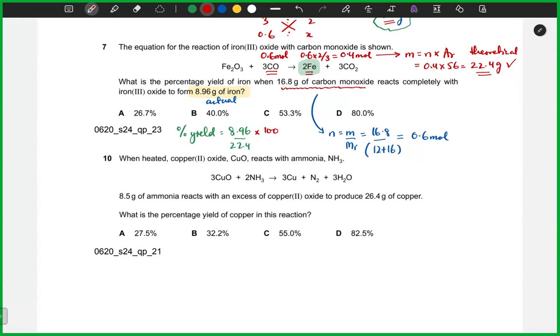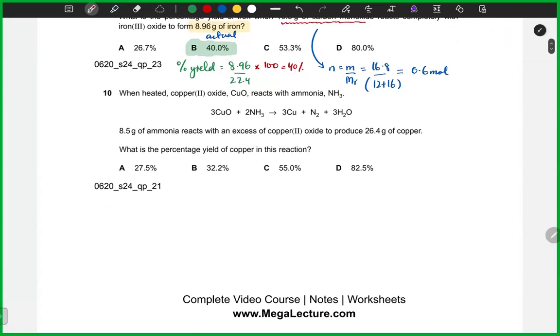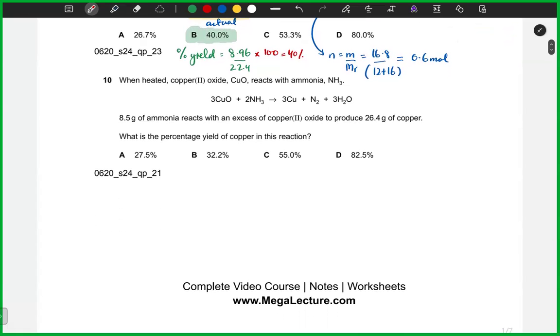So I'm getting 40%. So the answer to this question is 40%. इसका आंसर 40% आया ठीक है। जो अगला वाला होगा उसमें और क्लियर हो जाएगा ठीक है। अच्छा, again it's a very similar question.